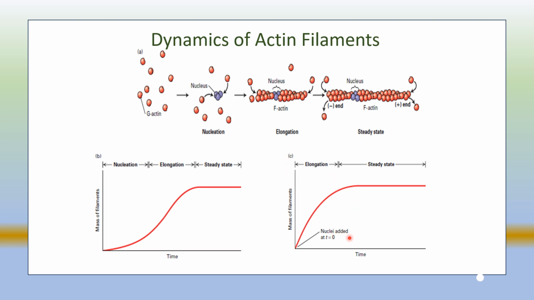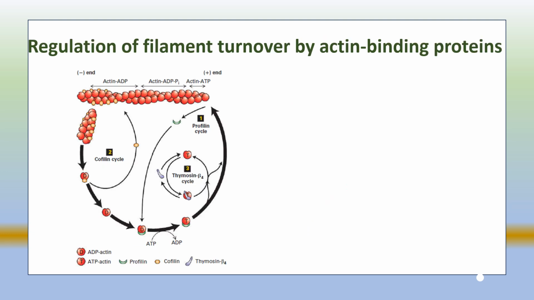So when we add the nuclei at a time, say at time 0, it starts from the elongation and then again the steady state is reached. So that's the dynamics of the actin filaments. Now let's try to understand what the different kinds of proteins are that are involved in the regulation of filament turnover, the actin binding proteins.